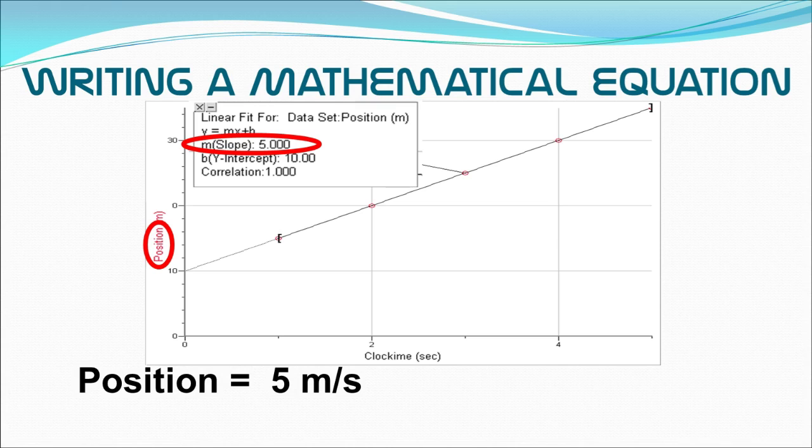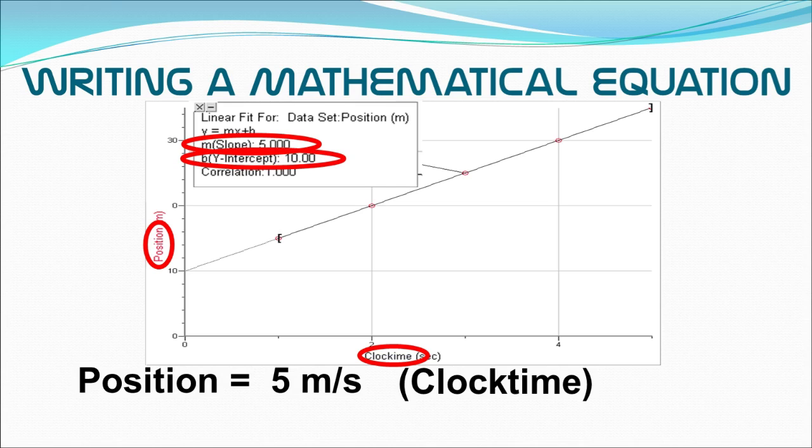I need y equals mx plus b. My x is whatever's represented on the x-axis, the variable, in this case, clock time. It's not the unit, it's not seconds, it's whatever's represented, time in this case. My y-intercept, because I have y equals mx, I need y equals mx plus b. So I find my magnitude of 10. It represents position, so I'm going to put meters, 10 meters.